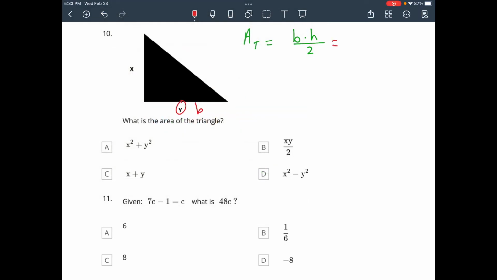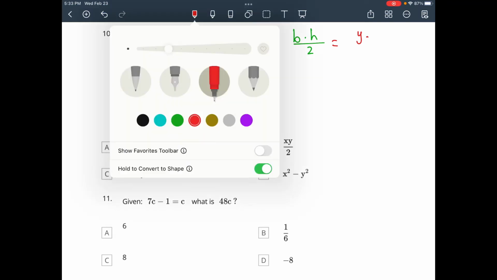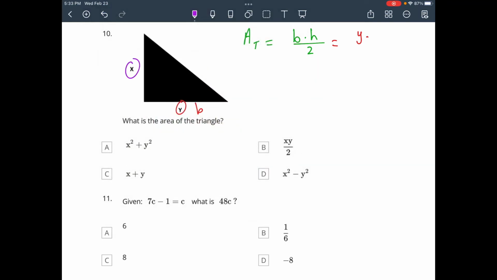So we have y times the height. What is the height? X, that's the height. So x, divide that by 2, which is right there. All I do is switch the x and the y around. Can you switch the x and the y? Yeah, of course you can.